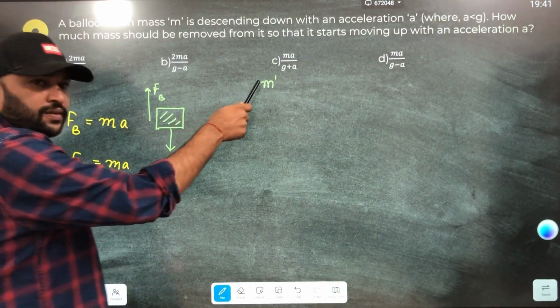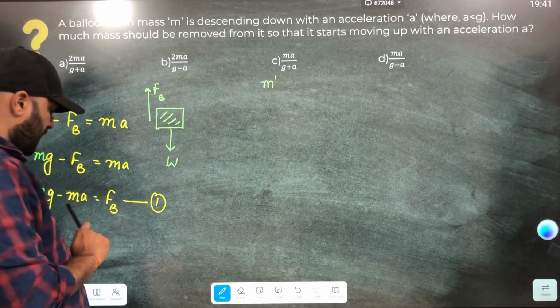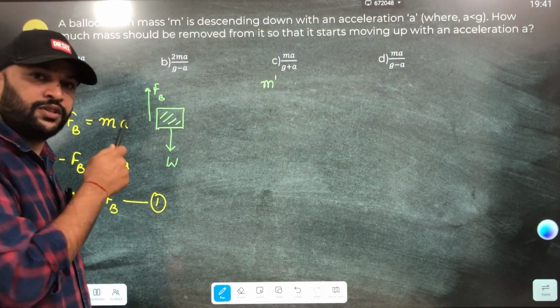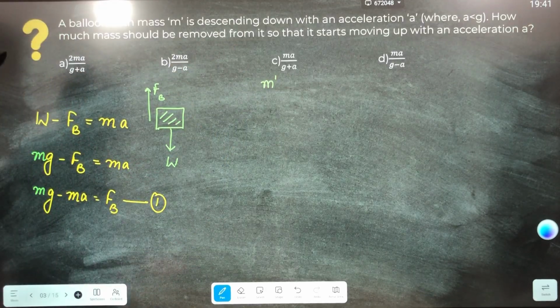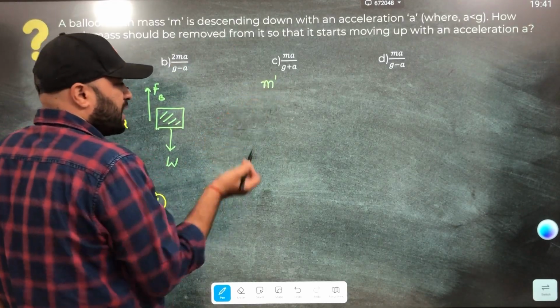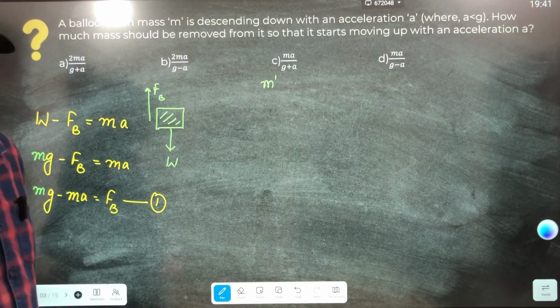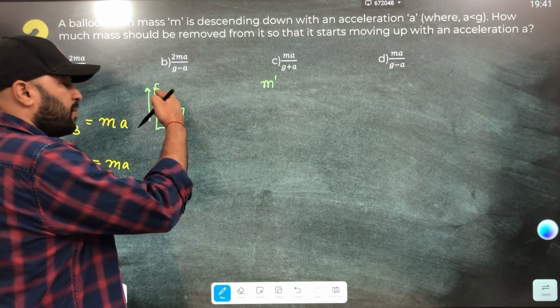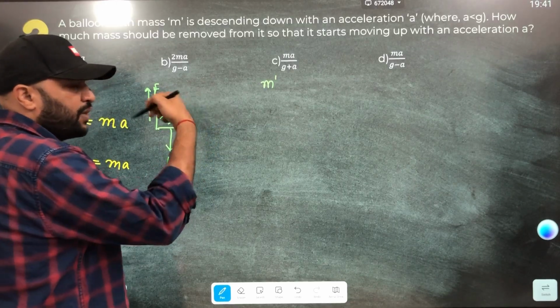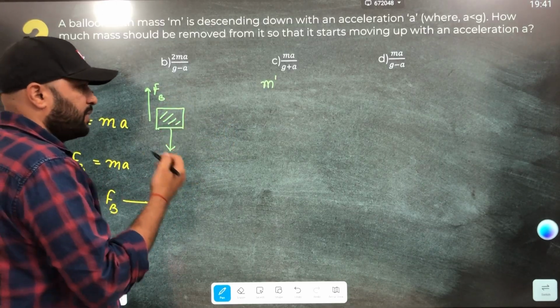So m dash is not the mass removed. What will be the mass removed? M minus m dash. Correct? M was the previous mass, m dash is the new mass. So you have to be a little careful with that. So let's assume that because of this m dash, the balloon has started moving in the upward direction, right? Which means, which one is greater, the buoyant force or the weight? If it is going up, the buoyant force has to be greater than the weight.